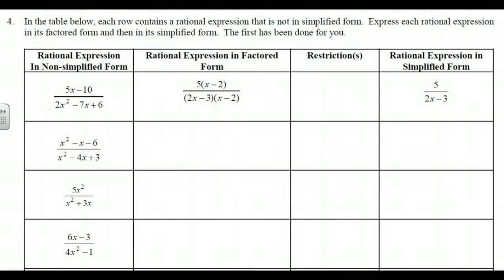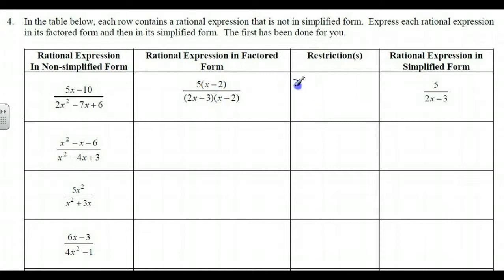Okay, in the table below, each row contains a rational expression that is not in simplified form. Okay, here it is, just some basic rational expression. Express each rational expression in its factored form. So that's our first step. Factor everything. Numerator and denominator. Then state your restrictions, and restrictions are always from the denominator.